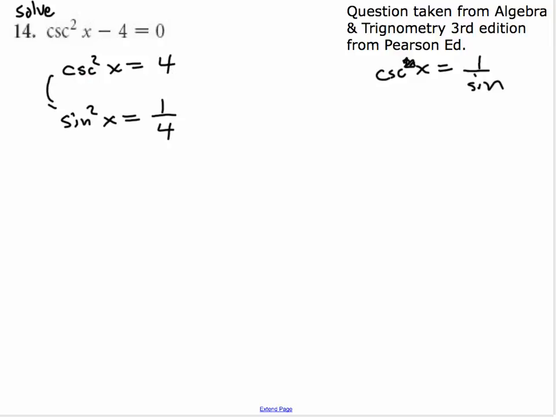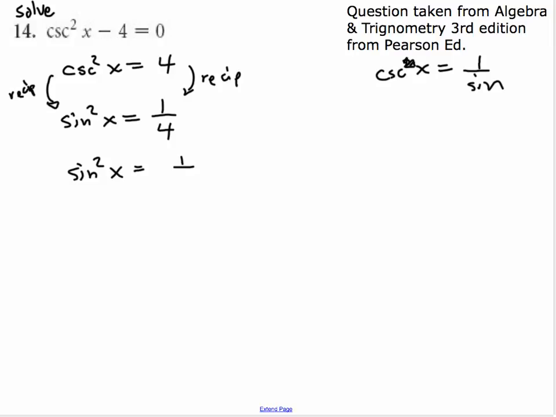So that's a nice thing to be able to do. Find the reciprocal of this side, find the reciprocal of that side. So what I do to one side, I do to the other side. Now I have sine squared x equals a quarter. I want just sine x, so I'll square root both sides.